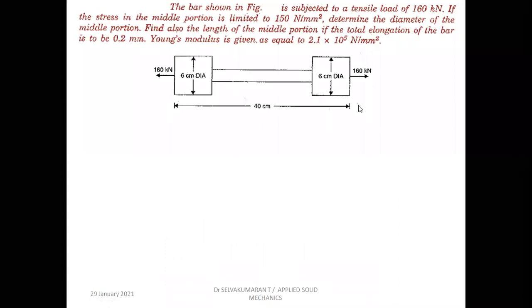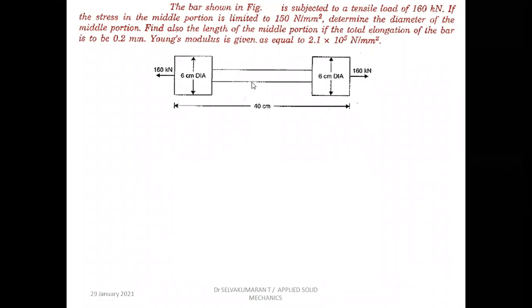So next problem. The bar shown in the figure is subjected to a tensile load of 160 kilonewton. If the stress in the middle portion is limited to 150 Newton per mm square, determine the diameter of the middle portion. Find also the length of the middle portion if the total extension or elongation of the bar is to be 0.2 millimeter. Young's modulus is 2.1 into 10 power 5 Newton per mm square.